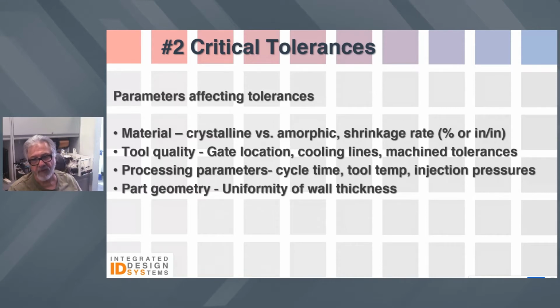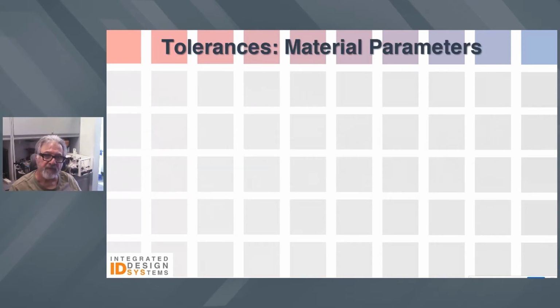And then there's part geometry. If your wall sections vary a lot in your part geometry, you're going to have a more difficult time maintaining or controlling tolerances than if a part has a uniform wall section, which is really preferred for injection molded parts. Not always easily maintained, but always a preference. And in addition to that, if a part has a lot of features in it with holes and complicated openings, it changes the shrinkage and stresses induced in a part and could affect the tolerances, especially for semi-crystalline materials.